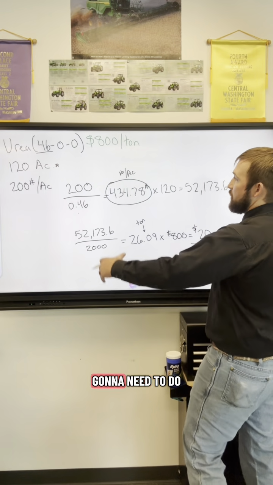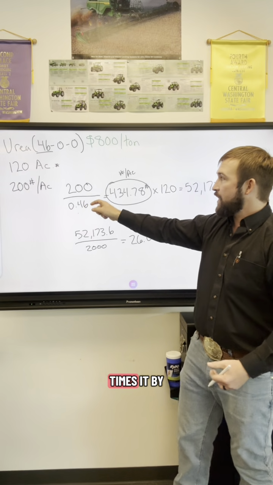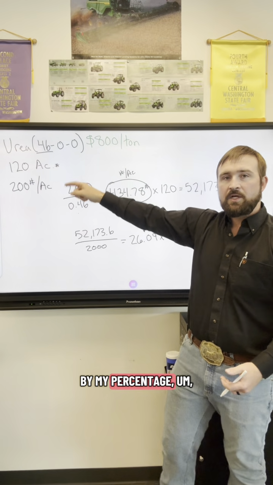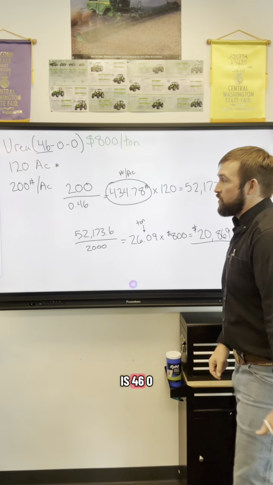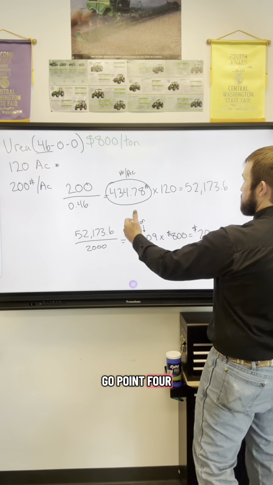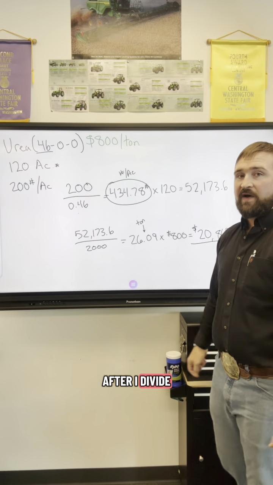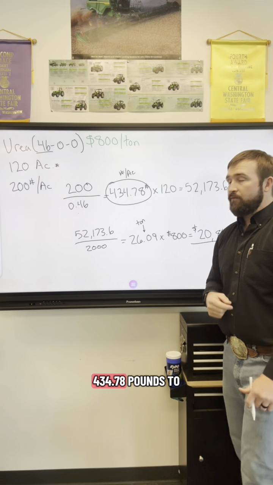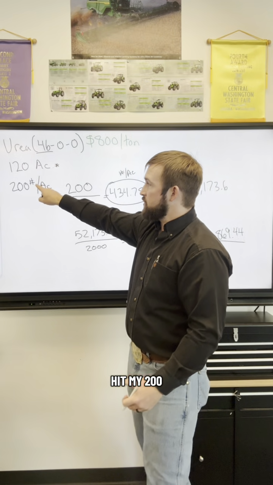Okay, so what I'm going to need to do to figure out how much actual fertilizer I need to put on is take my desired rate and divide it by my percentage, as it sits in that formulation. Since urea is 46-0-0, we're going to use 0.46 as a percentage. I'm going to get my pounds per acre after I divide the two. That's going to get me 434.78 pounds to the acre. That's how much I actually need to apply to hit my 200 right here.